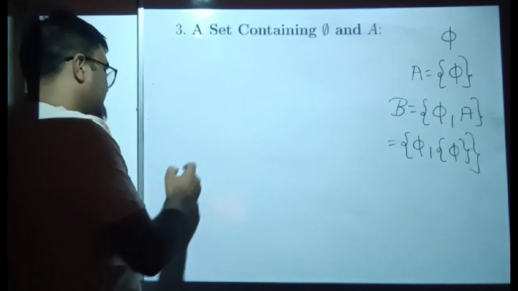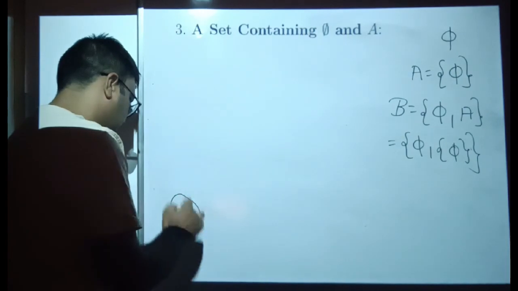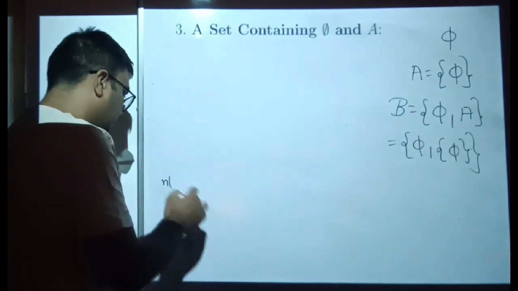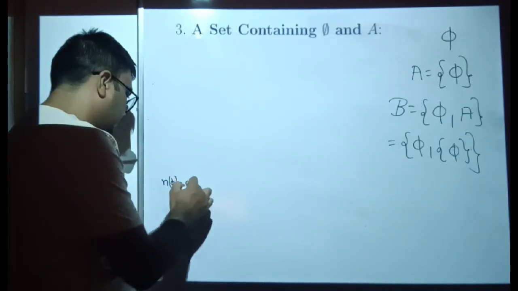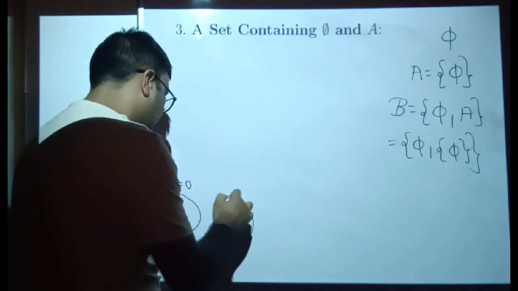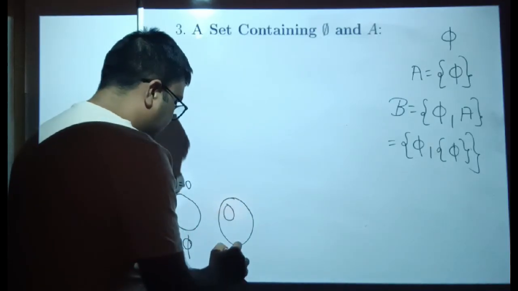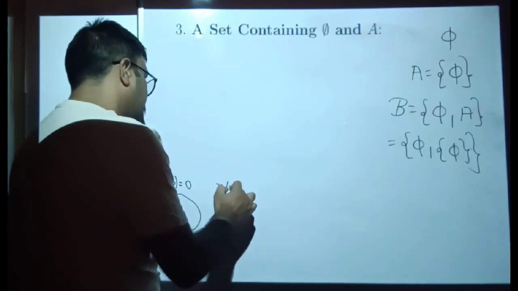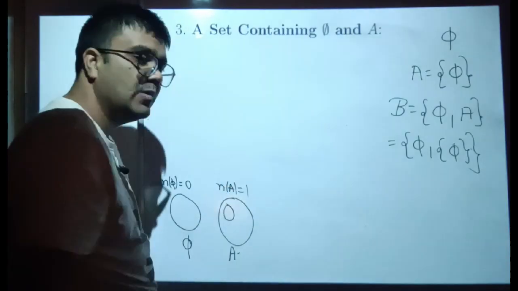For the empty set phi, how many elements are there? Number of elements in phi is equal to 0. For the set A, it contains the empty set. We are saying this is the set A. Number of elements in A is equal to 1.